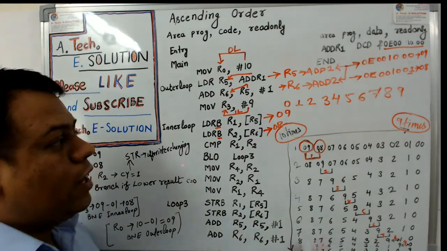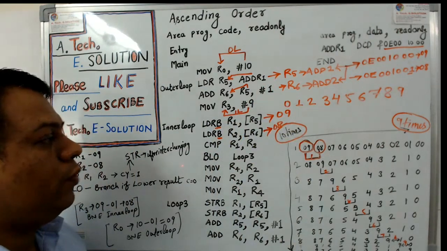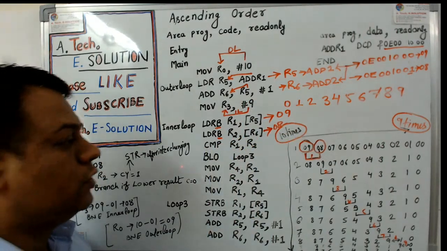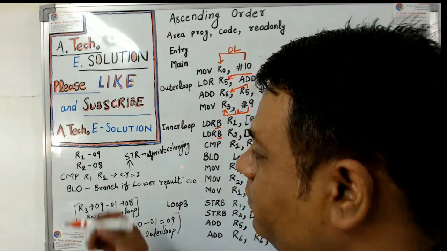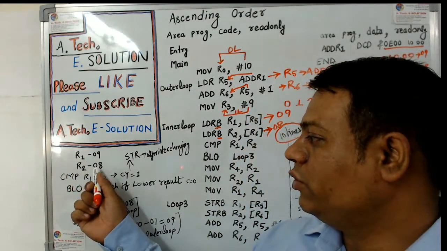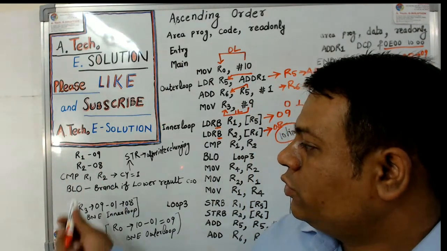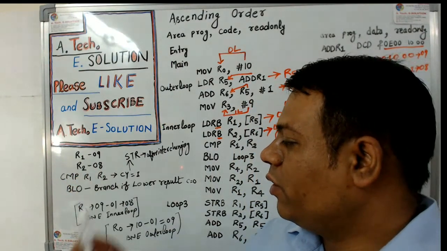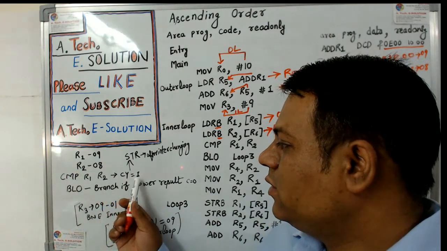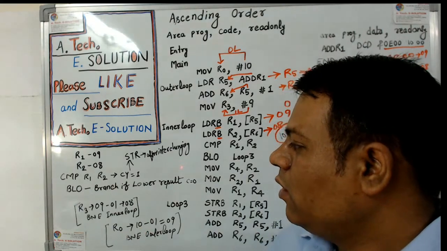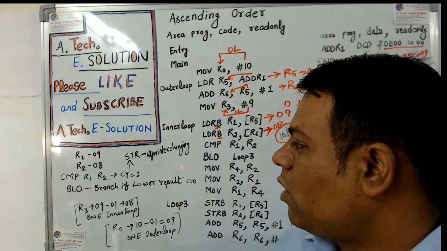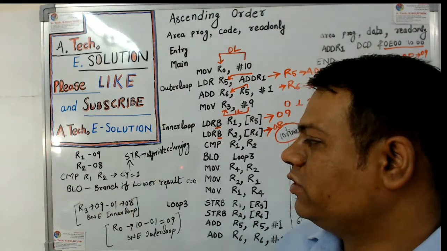So we have placed these two values. Now we are going to compare these two values, R1 and R2. In this comparison, R1 is 09 and R2 is 08. When we compare these two numbers, the carry flag is set. If the carry flag is set, then we store after interchanging these numbers.